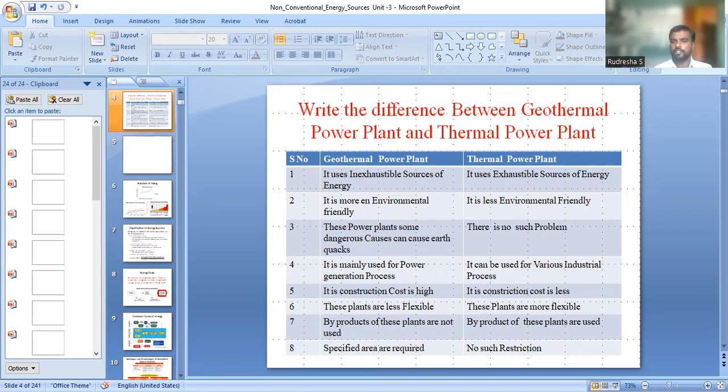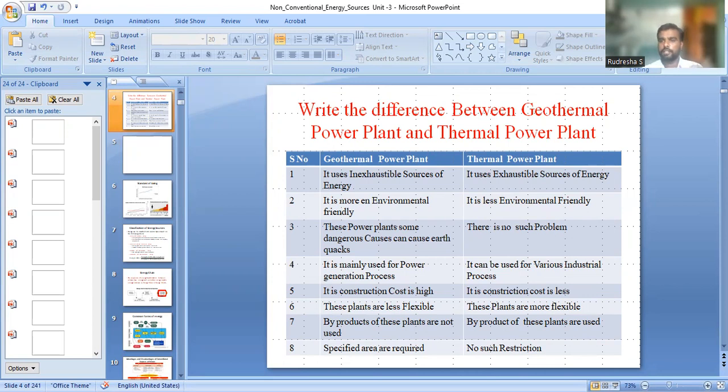Especially a geothermal power plant means generating electricity from inside the earth, that is called a geothermal power plant. And in a thermal power plant, you generate electricity in the normal way, like using coal to generate electricity, that is called a thermal power plant.